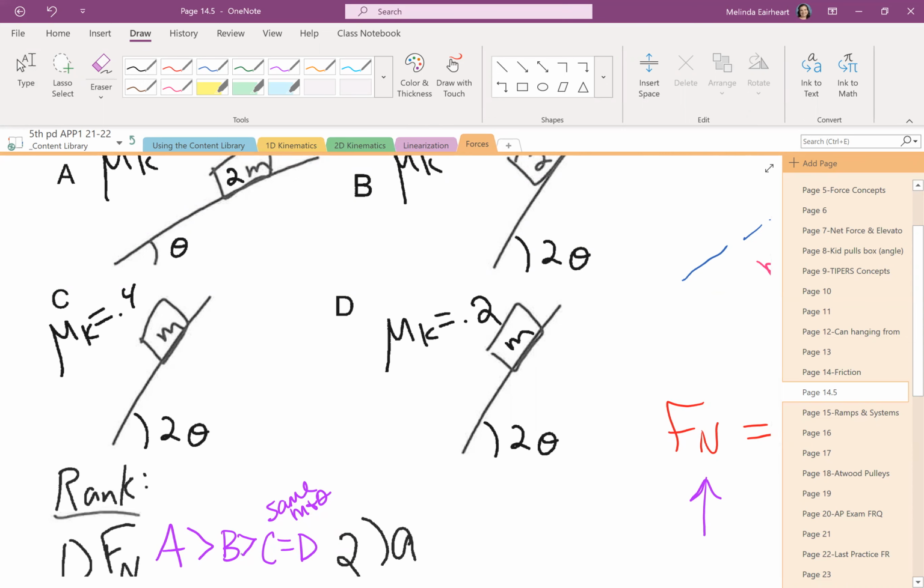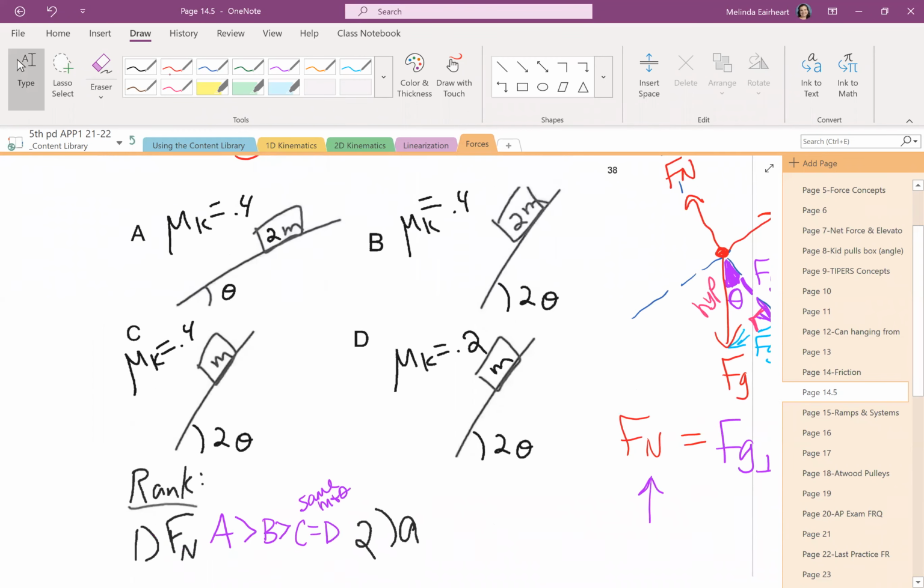Now, if you're like, oh, I can't do this without numbers, you could make up some numbers, 30 and 60, right? 1 mass, 2 mass. Notice we didn't even need the coefficients. Normal force does not depend on the frictional force. But acceleration does. Next ranking, acceleration.